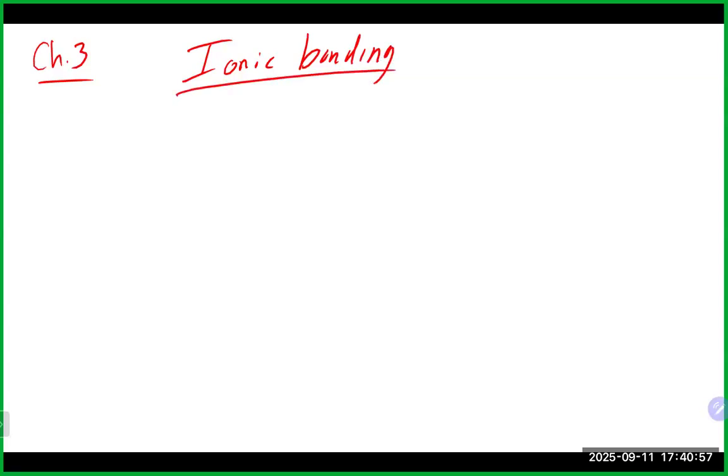We're continuing on here, chapter 3, I believe. We got into bonding last time, and we talked about a couple different types of bonding. We talked about ionic bonding. And remember, when you have an ionic bond, it is always between a metal and a non-metal.